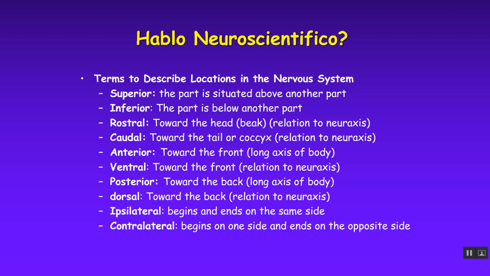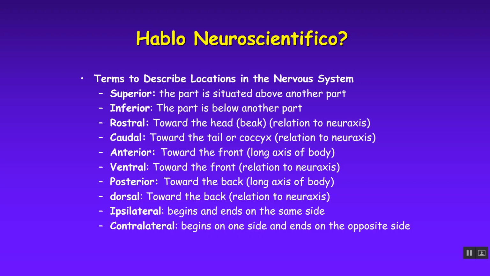So, terms to describe locations in the nervous system. This is very similar to what you've already learned in biomechanics and anatomy. Superior: a part is situated above another part, okay? Inferior: the part is below another part typically, okay?